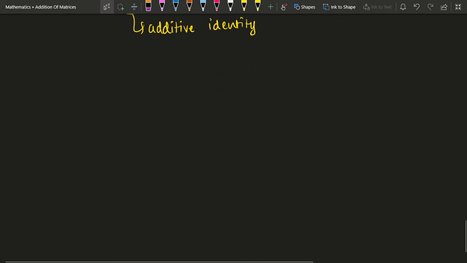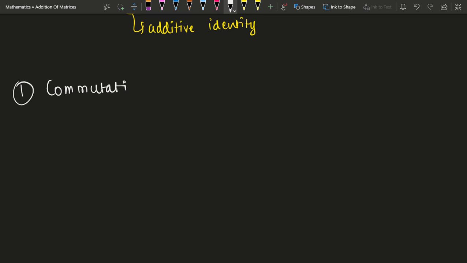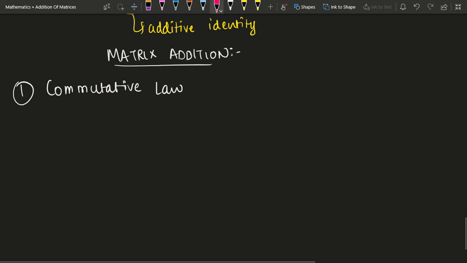The same properties apply to matrices as well. Let's start with the commutative law of matrix addition. We are talking about matrix addition, and in matrix addition, firstly you have commutativity. So it doesn't matter whether you add A plus B or B plus A, it's one and the same thing.